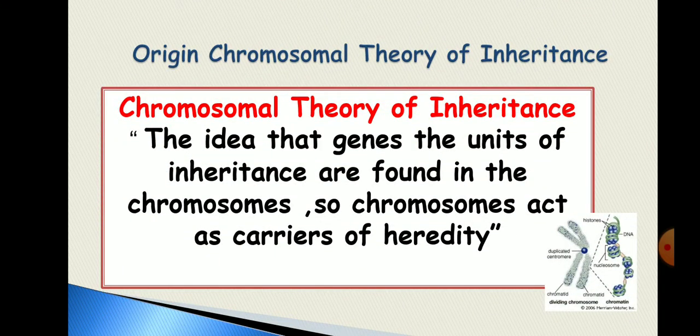What is the chromosomal theory of inheritance? By definition, it is the idea that genes, the units of inheritance, are found in the chromosomes. So chromosomes act as carriers of heredity. This is the definition of the chromosomal theory of inheritance: the units of inheritance are found inside the chromosome.